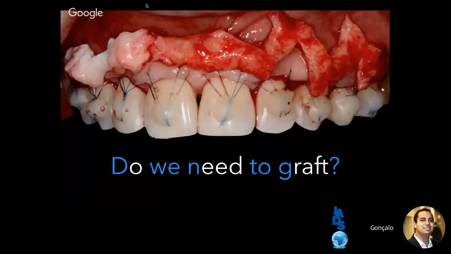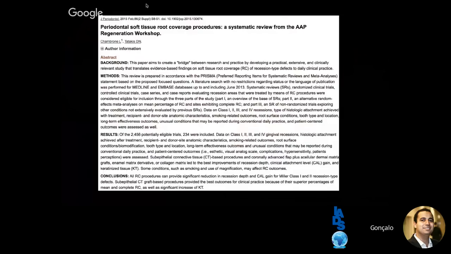Another question that we have when we think about treating gingival recessions is, do we need to graft or not? So I recommend all of you to read this paper. It's a very good paper, a systematic review from Dr. Chambron and Tatakis, and it basically answers many of the questions that we have when we want to treat gingival recessions. You can see in their conclusion that subepithelial connective tissue grafts provide the best outcomes for clinical practice because of their superior percentage of mean and complete root coverage, as well as a significant increase of keratinized tissue.